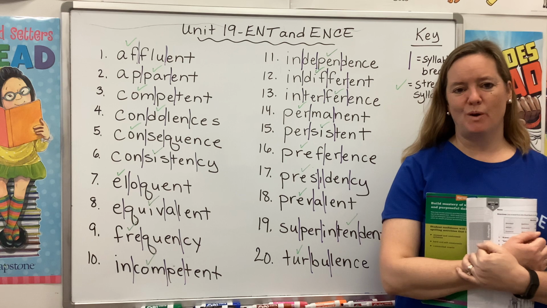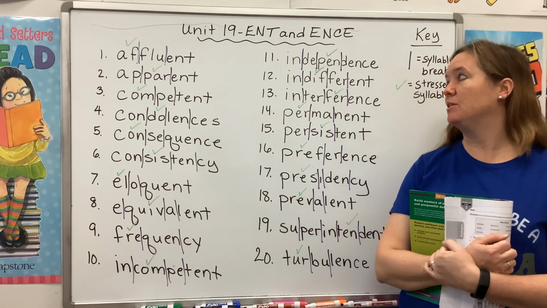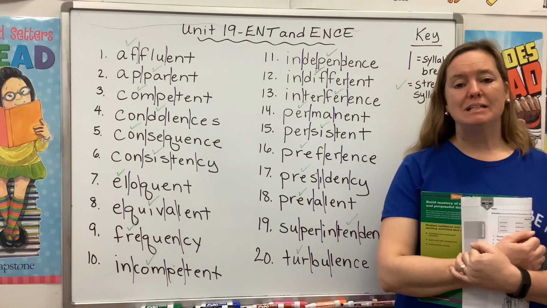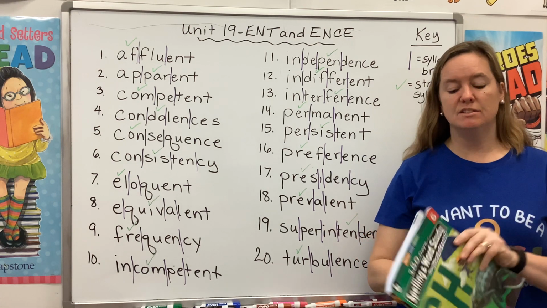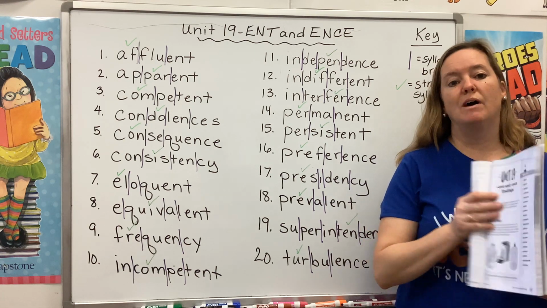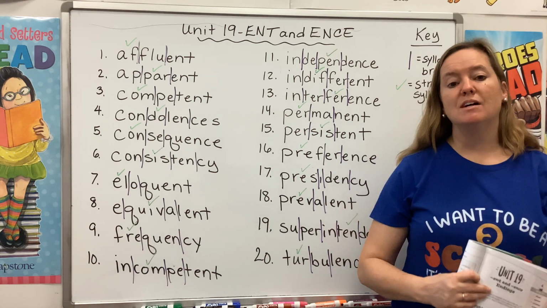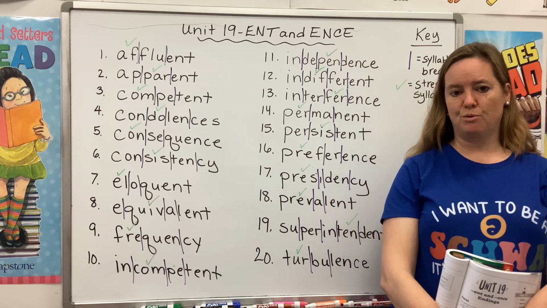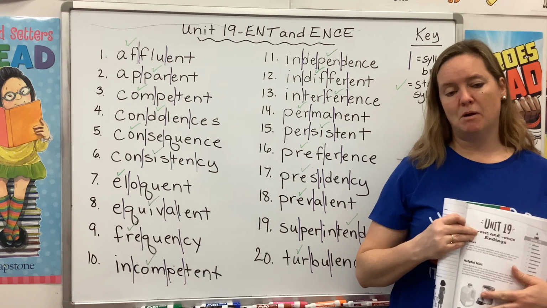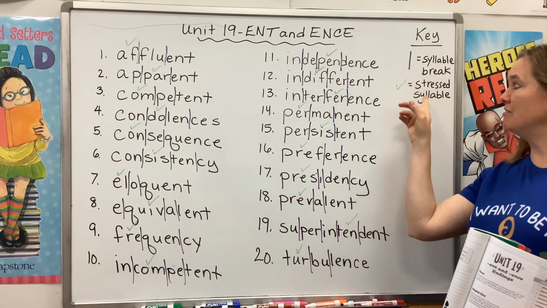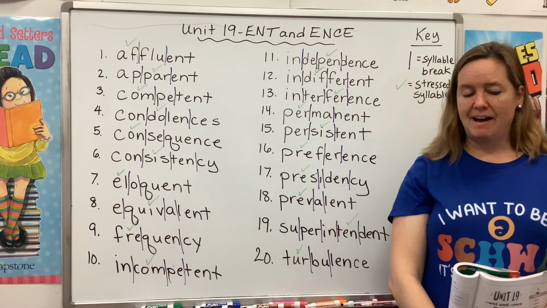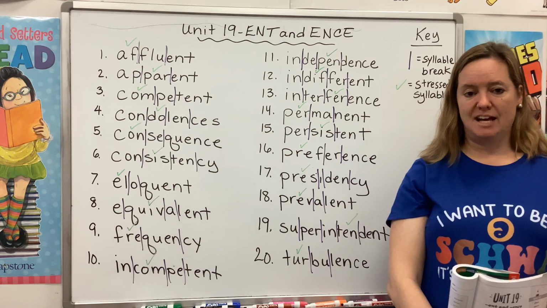My name is Mrs. Rhoades and I'm here to get you started on Unit 19, the ENT and ENCE endings. Please take a second to gather your materials. You will need your green book open to page 119. You will also need some colorful pens, markers, or crayons. Remember, whatever I mark on my board, you should be marking on your page. Please save room for a key as well. If at any point I'm moving too fast, please pause the video and catch up.